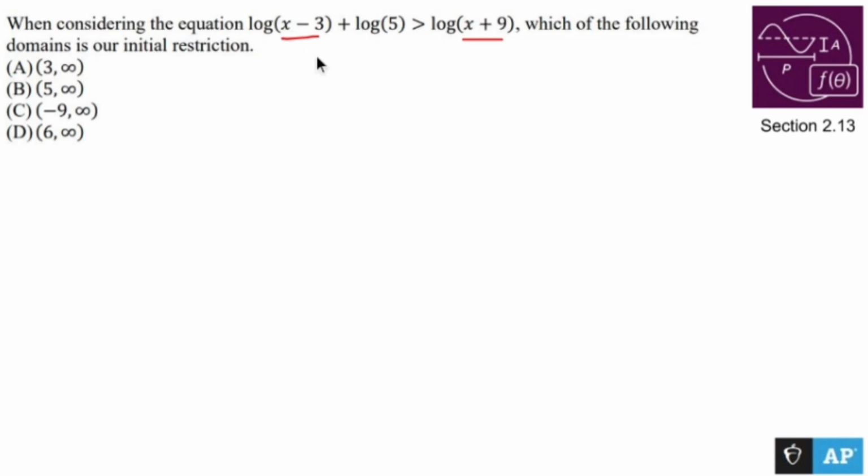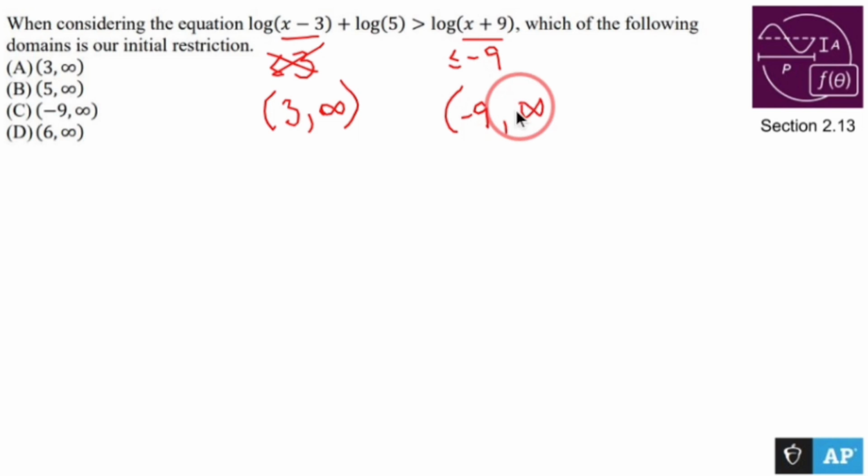So I'm not allowed to plug in 3, but I'm also not allowed to plug in anything less than 3. So in this case, my domain for this one is I'm only allowed to plug in things that are greater than 3. I'm not allowed to plug in -9 or anything less than that, which means my domain for this one is going to be greater than -9, not including -9 because I'm not allowed to have the log of 0.